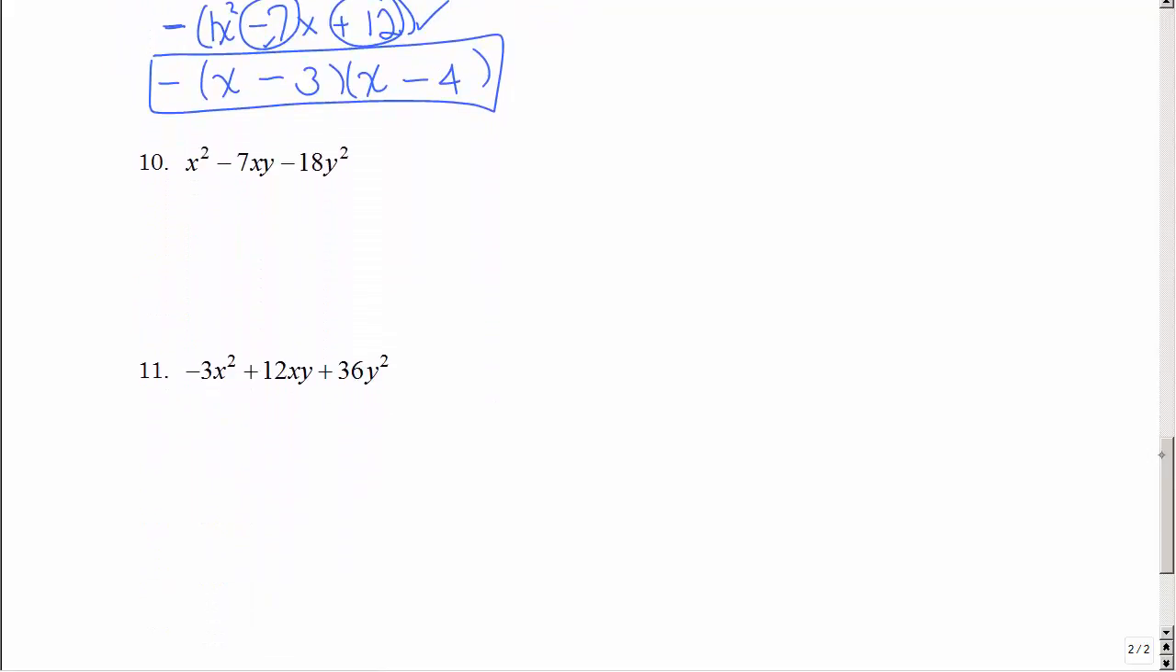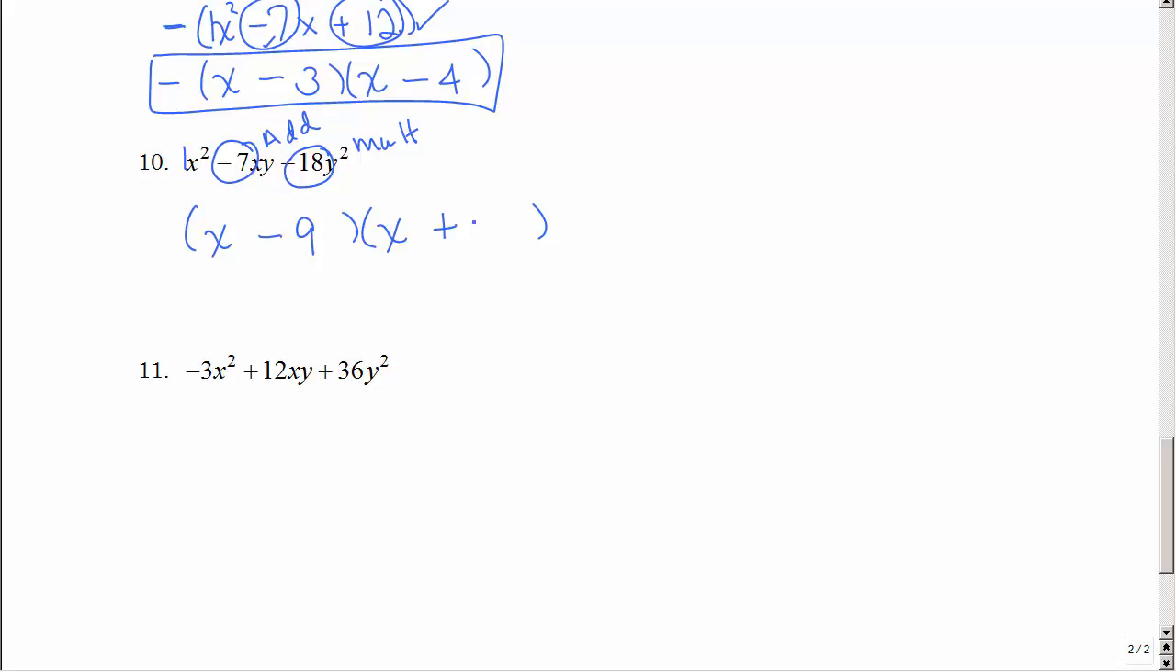Now 10 and 11 look a little bit different because they have x and y, but don't panic. Same thing. There's no GCF, there's a 1. So again, we have x times x. Let's just look at those numbers. Is there something that multiplies to get -18 but adds to get a -7? So if I multiply to get negative, I have to have a negative and a positive. And if I add them and I want a negative, then the bigger number needs to be negative.